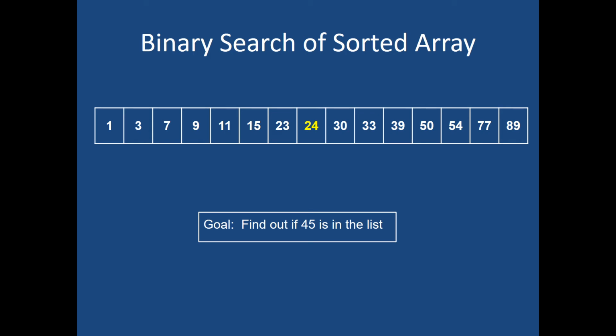Well, it's hymn number 24. So we know that that's not 45. What else do we know? That it's great. Right, it's not going to appear to the left of the 24. If it's in there at all, it's going to be to the right of 24. So with one probe, you rule out half of the elements in the array. In the previous case, we had to look at every single one of those elements before we ruled them all out. So you get a lot of bang for that first comparison.